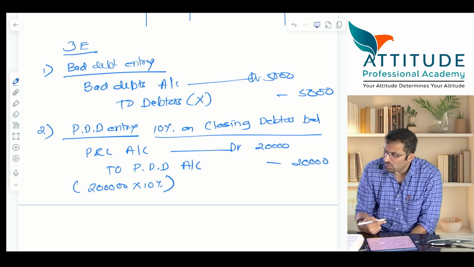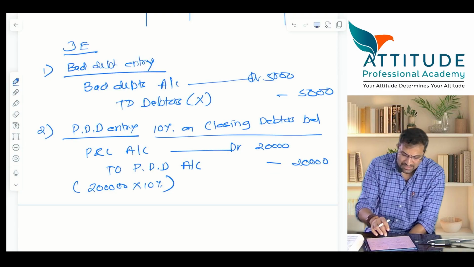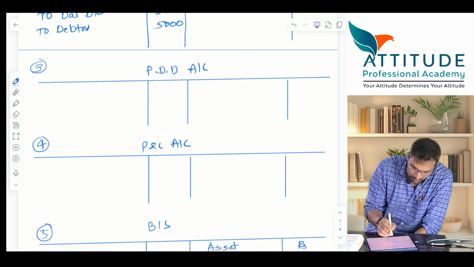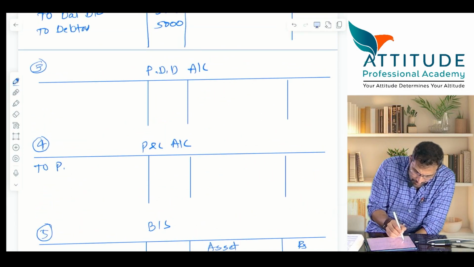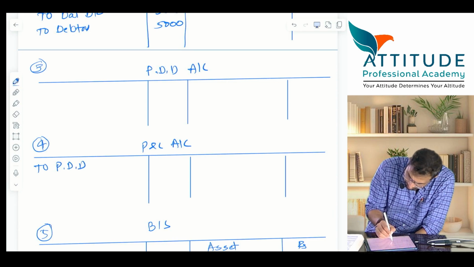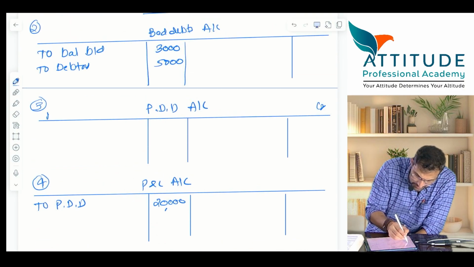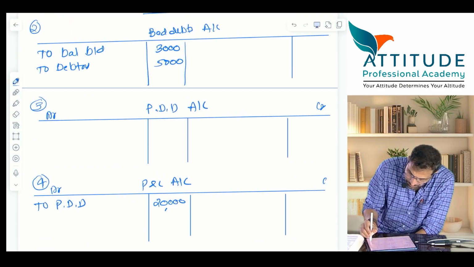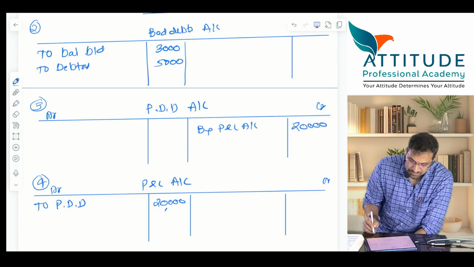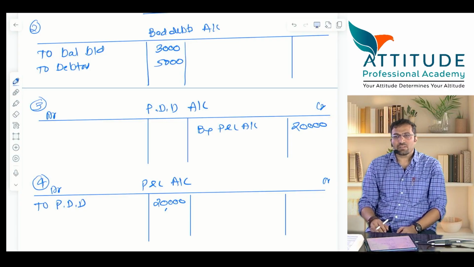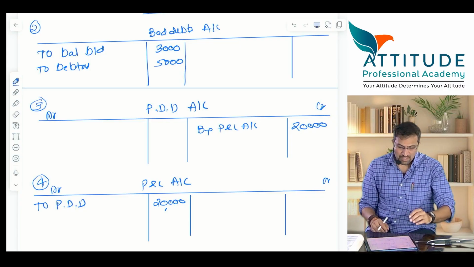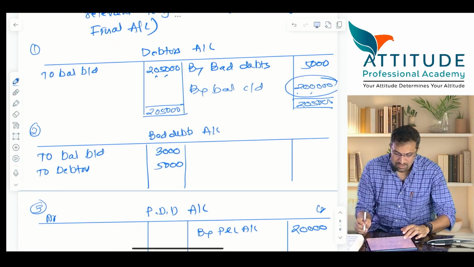कौन सा account effect हो गया है? P&L account as well as PDD. Come down to P&L account. P&L account debit to PDD. कितना? 20,000. Now what about PDD? PDD account credit side ना? बोलो. By profit and loss account. कितना? 20,000. हो गया? Now I'll ask you the questions.